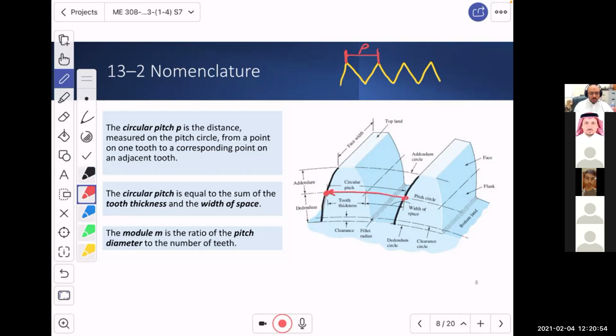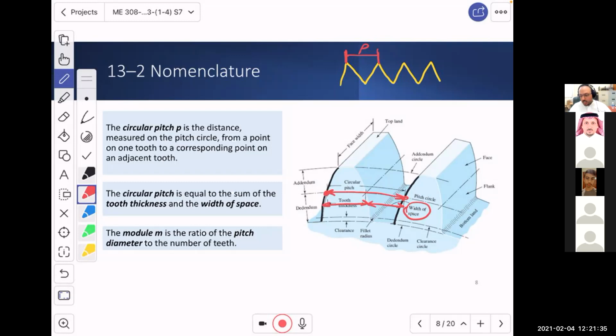This is called the circular pitch. It is circular because it is around, and it is a pitch. It repeats, just like the teeth. You understand? Now, the circular pitch is the sum of the tooth thickness, which is this, plus the width of space. So indeed, that distance is decomposed into the tooth thickness plus the width of the space.